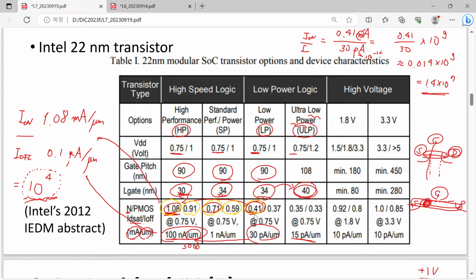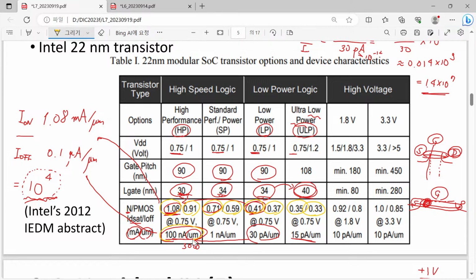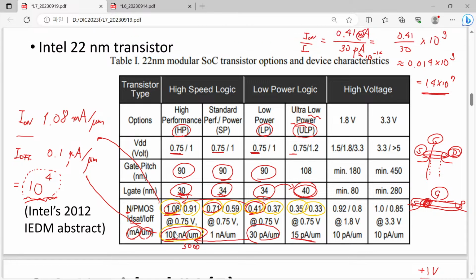Can you find a 3 times difference in NMOS on current and PMOS on current? Please note that in this table, the leakage current is fixed, so both NMOSFET and PMOSFET have the same off current level. Then we expect that since the mobility of electrons is much higher than the mobility of holes for PMOSFET, we expect a much higher value for NMOSFET.